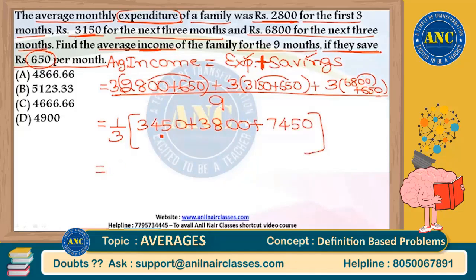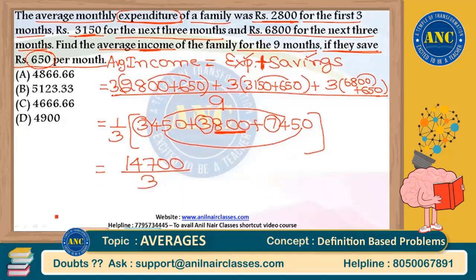Now, if I add this further, 3,450 plus 3,800 plus 7,450. Forget about 450. 3000 plus 3000 is 6000. 6000 plus 7000 is 13,000. 450 plus 450 is 900. 13,900 followed by addition with 800. 14,700 divided by 3.